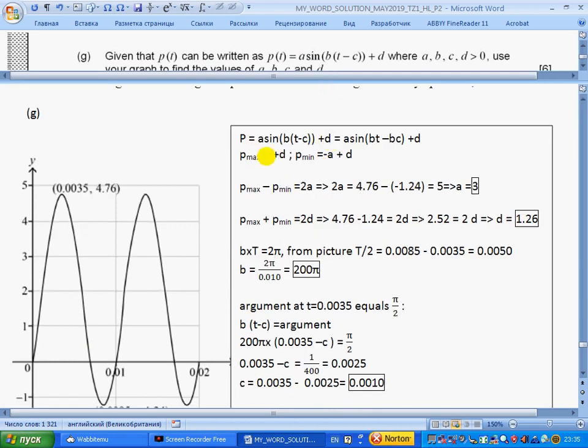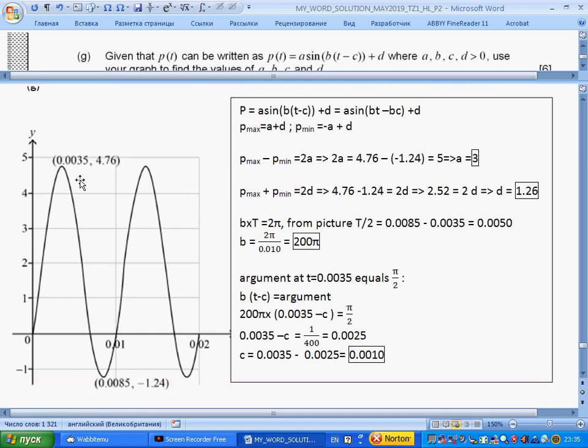So P equals A sine (BT minus C) plus D. P maximum equals A plus D because sine is 1. P minimum is minus A plus D because sine is minus 1. P maximum minus P minimum is 2A. P maximum and P minimum can be found from our graphs, so it is maximum and minimum value. P maximum plus P minimum is 2D. Again we use these values, but this time we add and we get D.